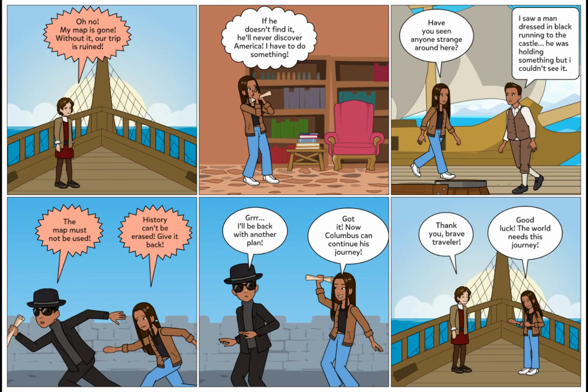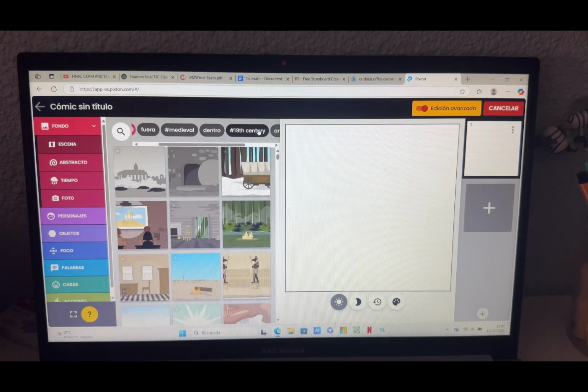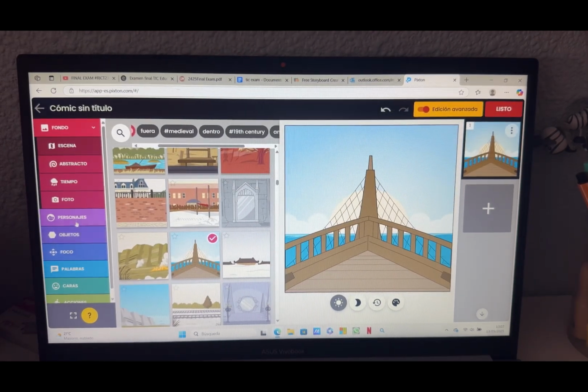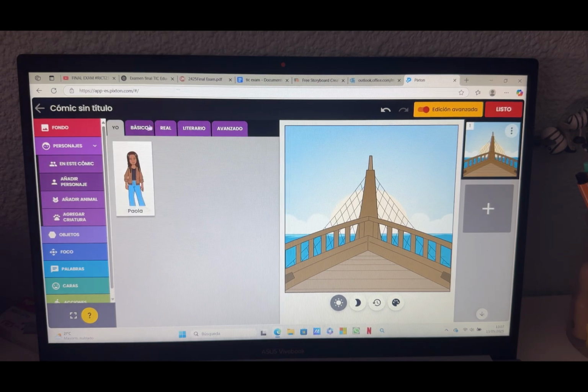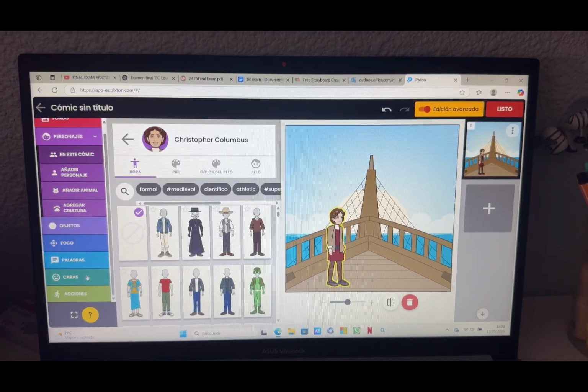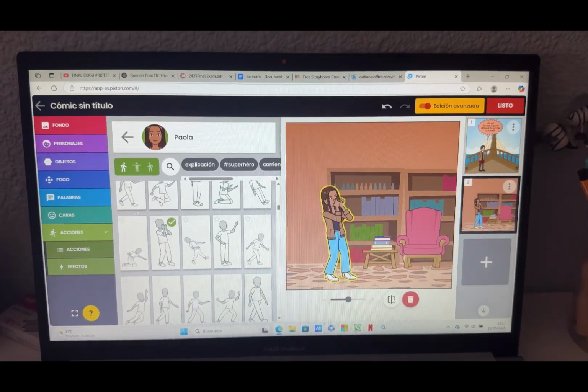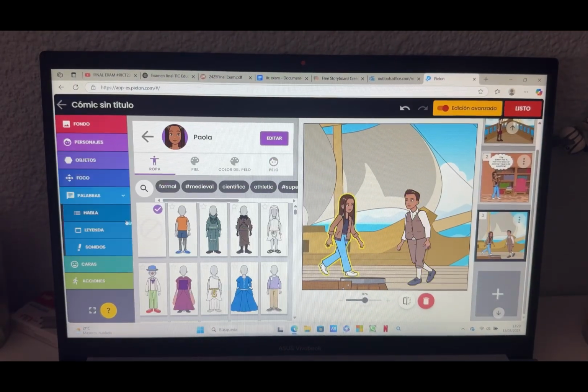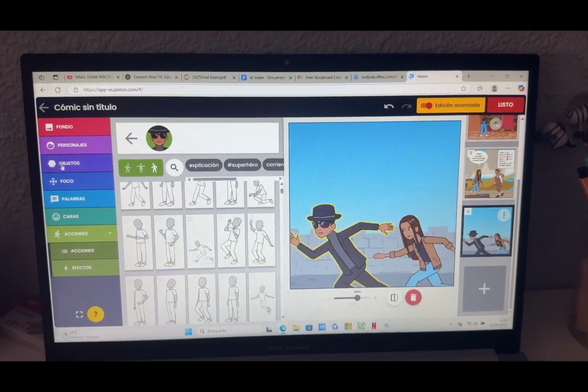In this one, students become time travelers who must visit a historical period and fix a problem that could change history. They work in pairs or small groups and first research the historical period they choose. Then, they create a comic using digital tools. I use Pixton. In my story, Christopher Columbus loses his map, and I travel back in time to help him recover it before it's too late. If he doesn't find it, he won't be able to discover America. The comic must include the historical problem, characters, including themselves and real people from that time, and a creative and educational solution.